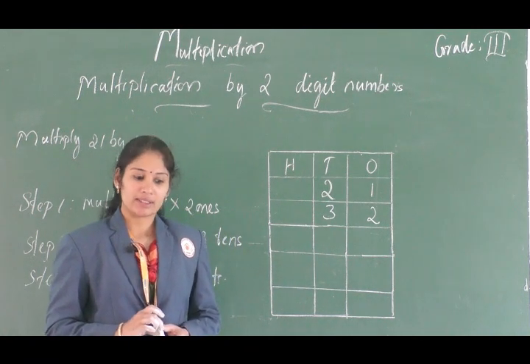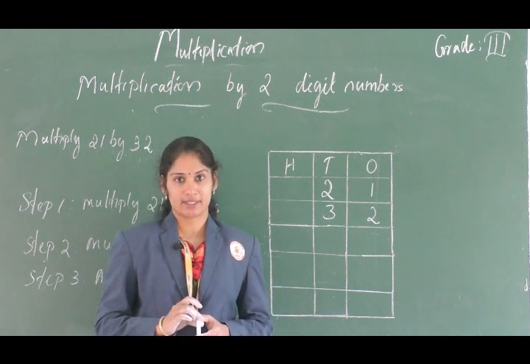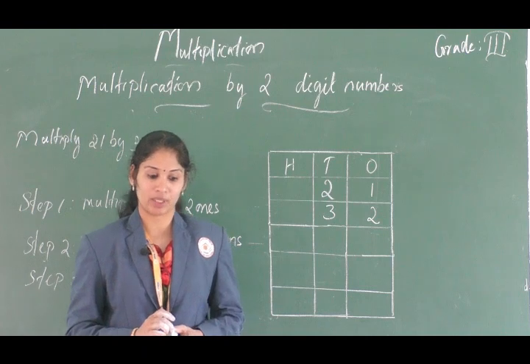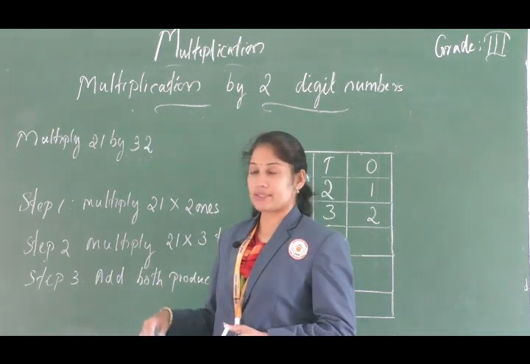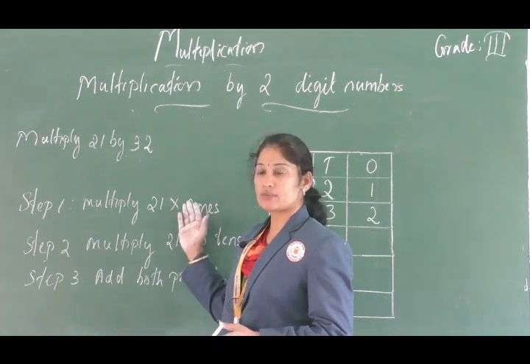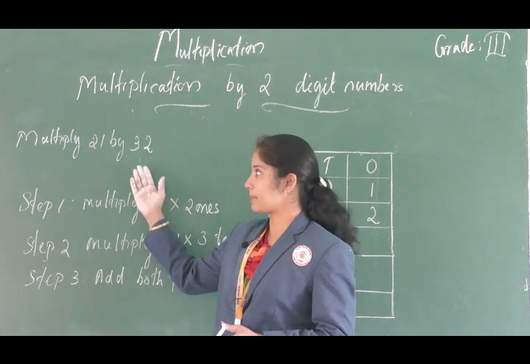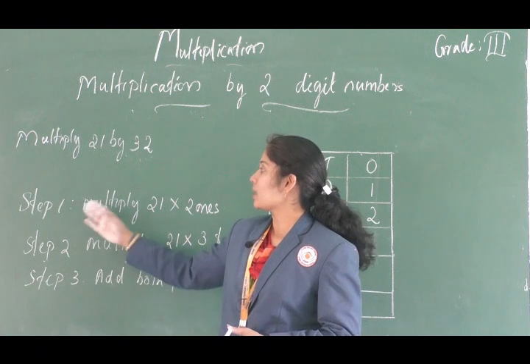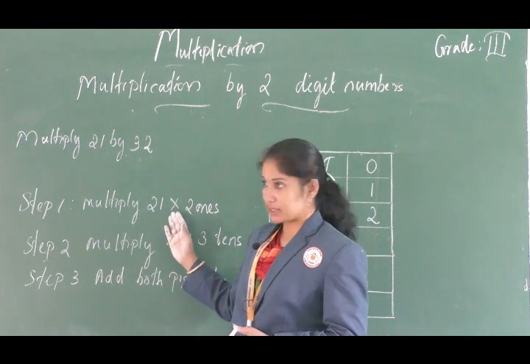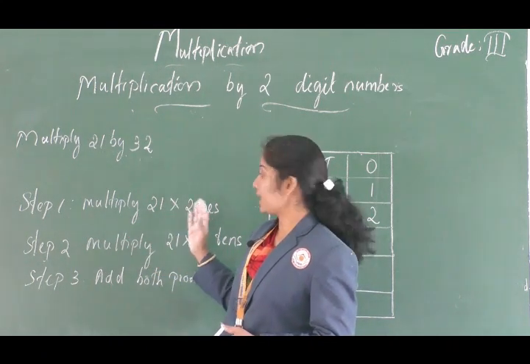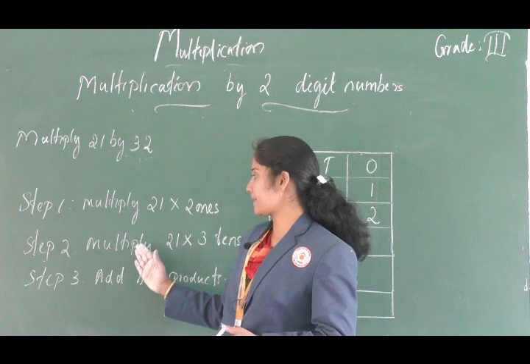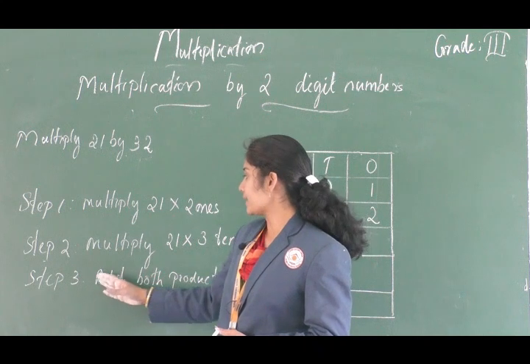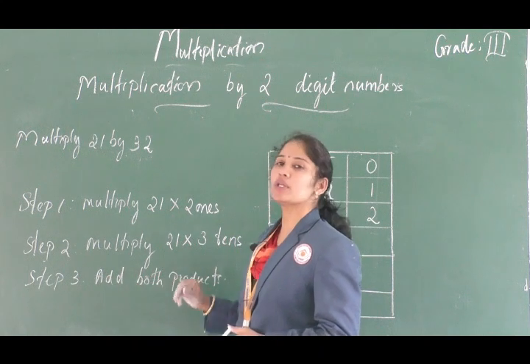Children, our next topic is multiplication by 2-digit numbers. So far we have learned multiplication with a 1-digit number. Now we will learn with a 2-digit number. These are the steps. For the example, we can take multiply 21 by 32. First step, multiply 21 by 2 ones. Second step, multiply 21 by 3 tens. And third step, add both products.